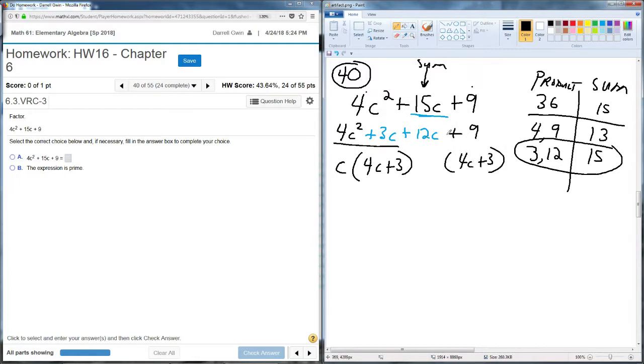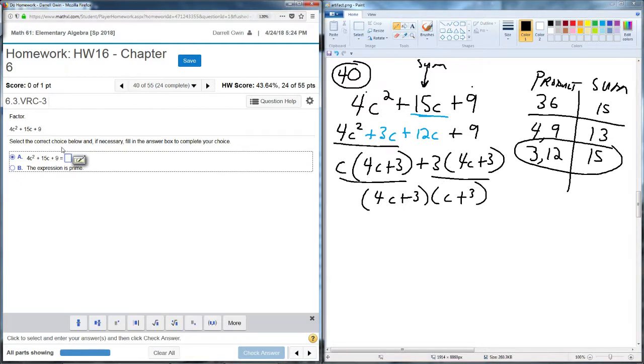12c and 9 both have a GCF of, I'm guessing, 3. Let's double check. 3 times 4 is 12, and 3 times 3 is 9. Got it. The GCF of the 2 terms is 3, and the leftover is 4c plus 3. Let's type that answer in. Plus 3, c plus 3.